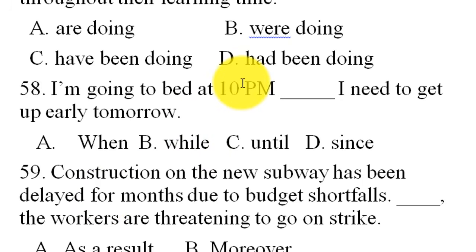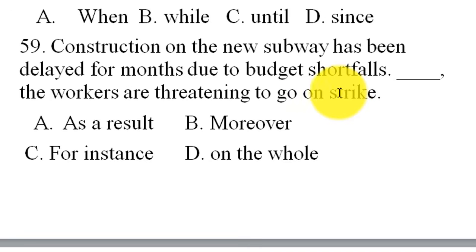I'm going to bed at 10 p.m. I need to get up early. I'm going to bed at 10 p.m. Why am I going to bed at 10 p.m.? Because I'm going to get up early tomorrow. So because, since, as: reason, cause, reason, subordinate conjunction. Why am I going to bed at 10 p.m.? Because I need to get up early. Yes, you're right. Until time, while time, when time, three different time words we cannot use here because the question doesn't import time, but it refers to a reason.